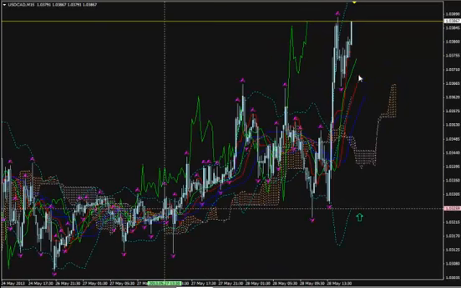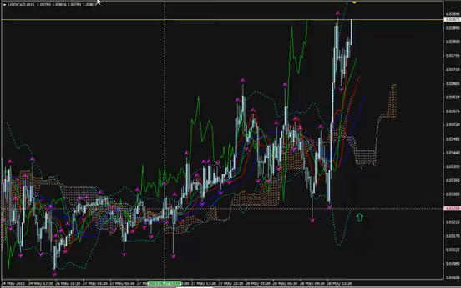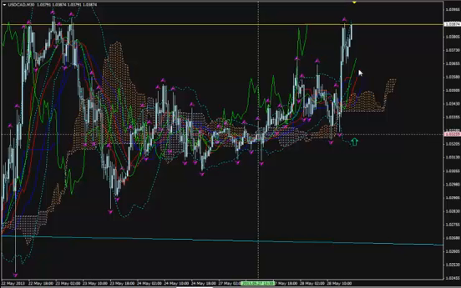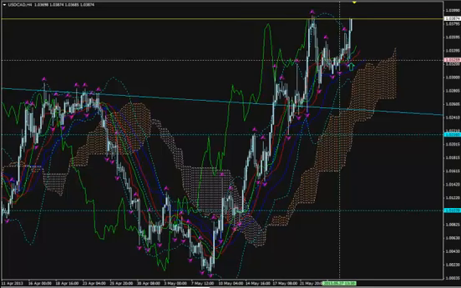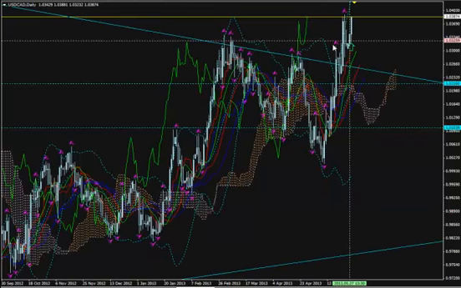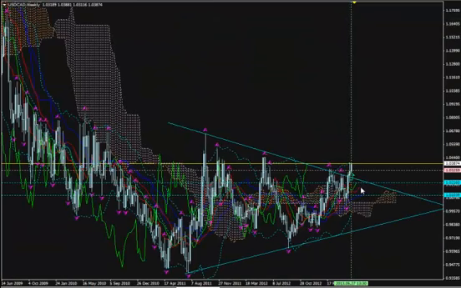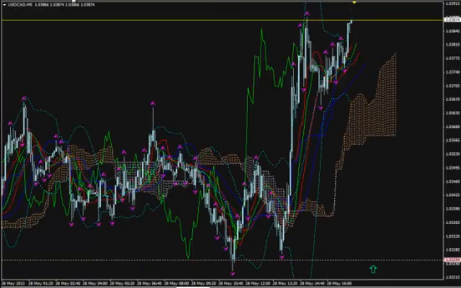M15, straight up leading Alligator, no need to say more. M30, straight up. H1, straight up. H4, straight up. D1, straight up. Weekly turned upwards.